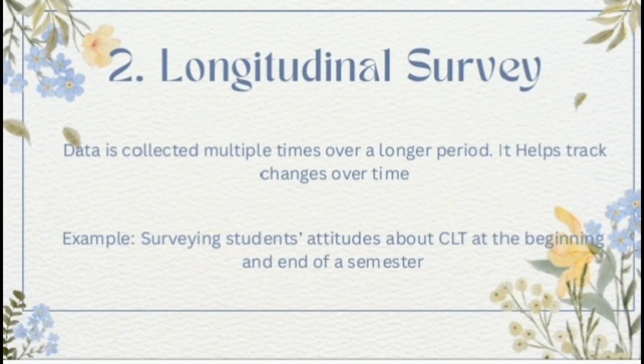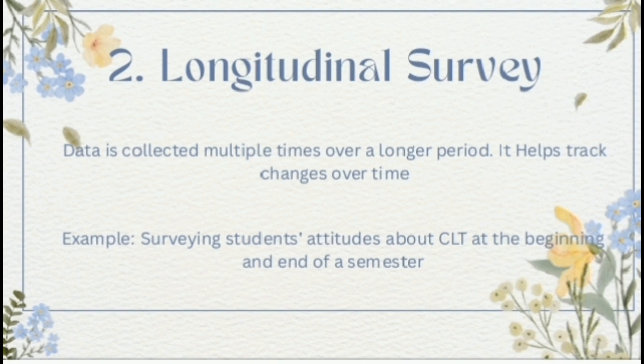The second type is the longitudinal survey. In a longitudinal survey, data is collected multiple times over a longer period. It helps track changes over time. That means in a longitudinal survey, we collect data from the participants multiple times. Through a longitudinal survey we can observe the changes over a period of time which occur in participants, their thoughts or their opinions, etc.